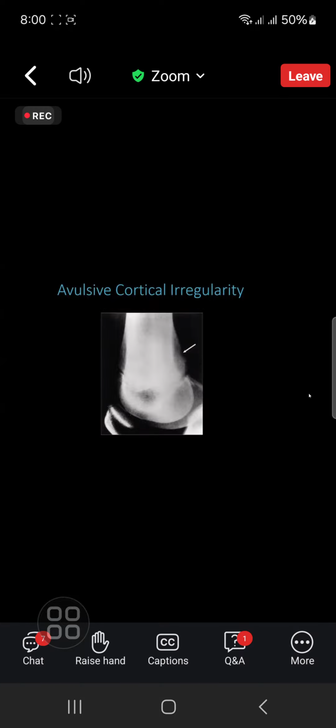This is the X-ray lateral view of the femur, and there is some cortical irregularity in the posterior aspect which is called avulsive cortical irregularity, and it is a normal finding, especially in young physically active males, and it is usually seen up to the age of 15 years, and it resolves later in life. It should not be confused with some tumor or any other abnormality, and there is no associated soft tissue swelling or periosteal reaction. So this avulsive cortical irregularity is commonly seen in young physically active males, which is a normal variant.